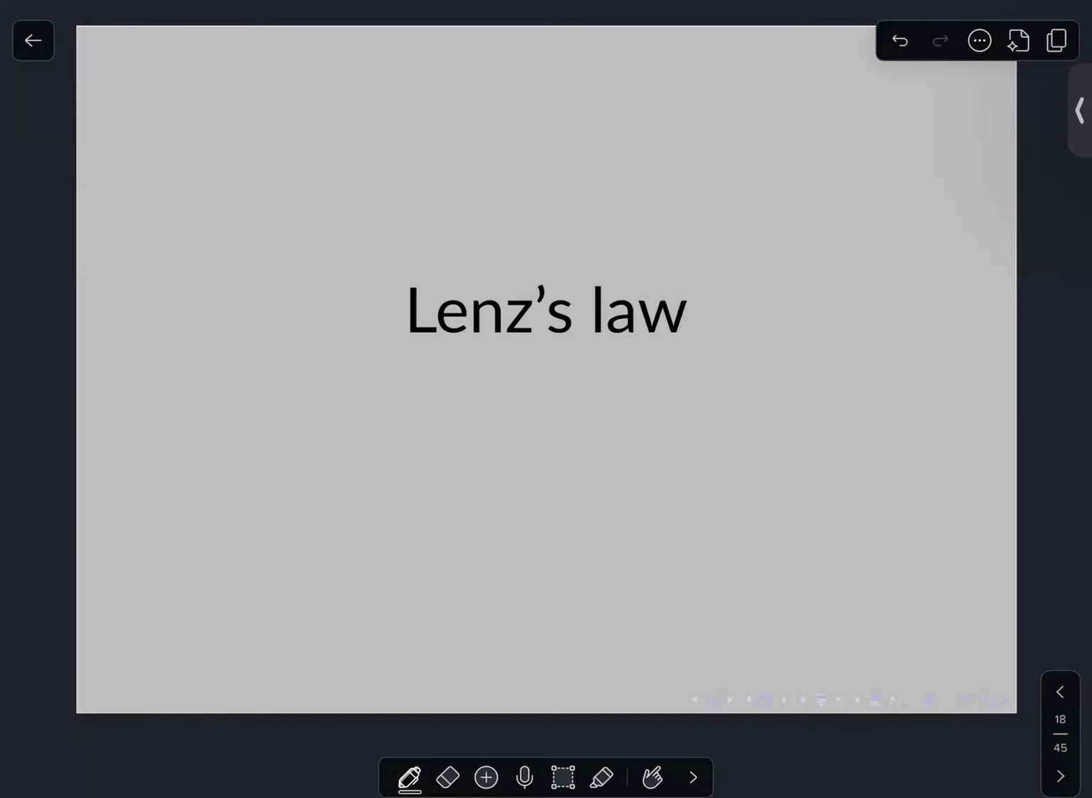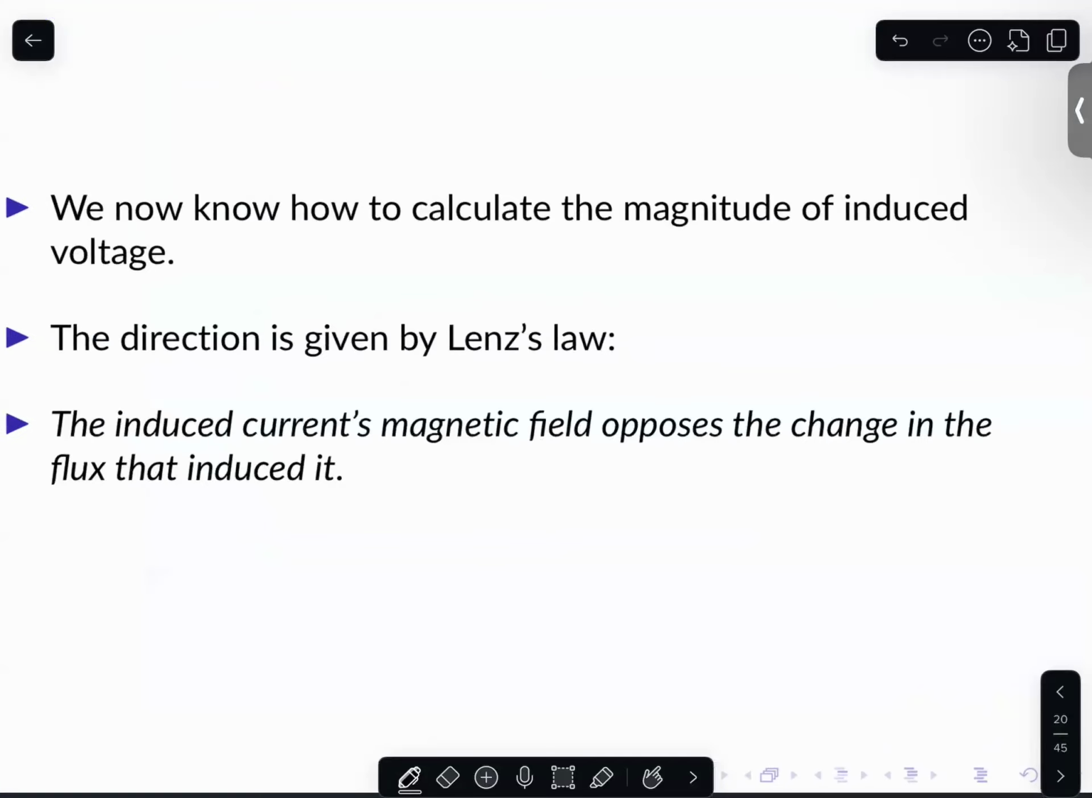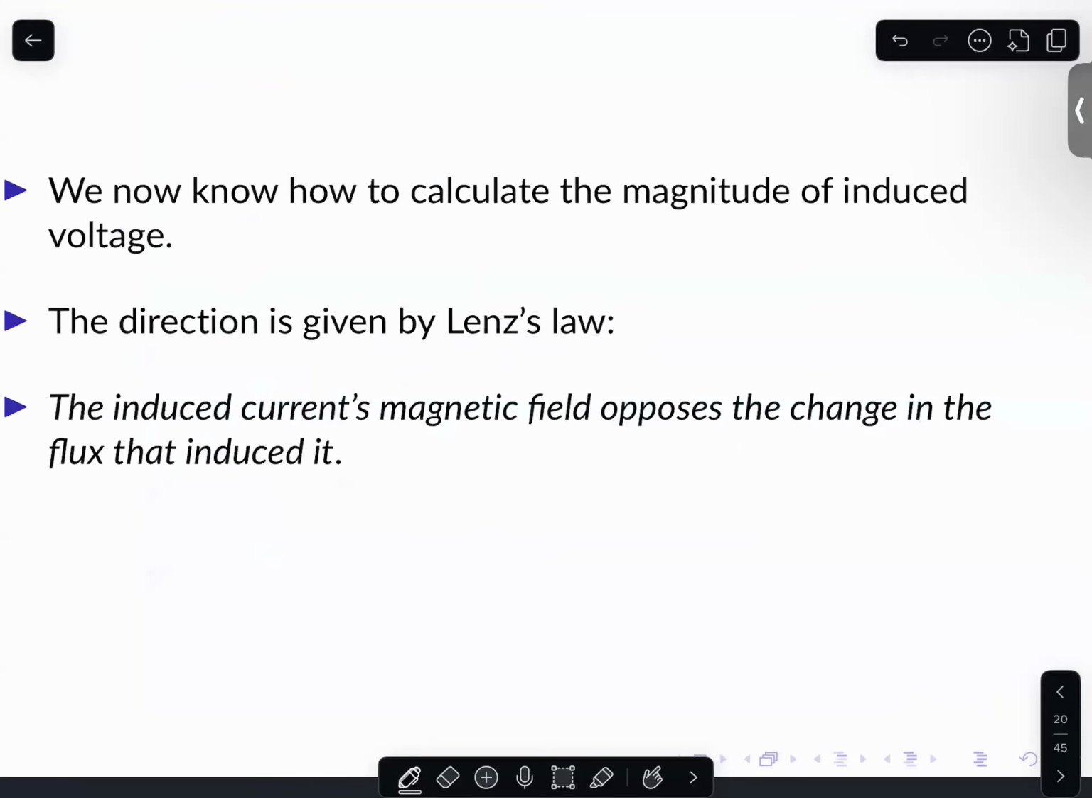We could put this together in a single sentence. You look this up on Google, Wikipedia, whatever, it'll say something like this: the induced current's magnetic field opposes the change in the flux that induced it. Pick this apart. This actually is telling you the steps. Look, the flux that induced it.